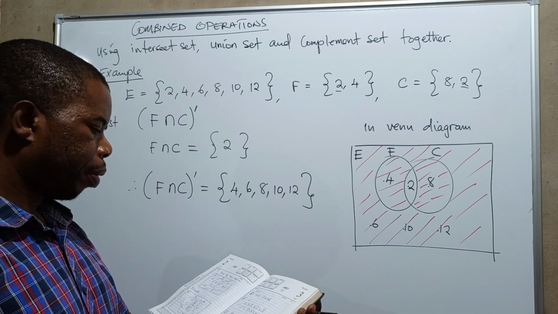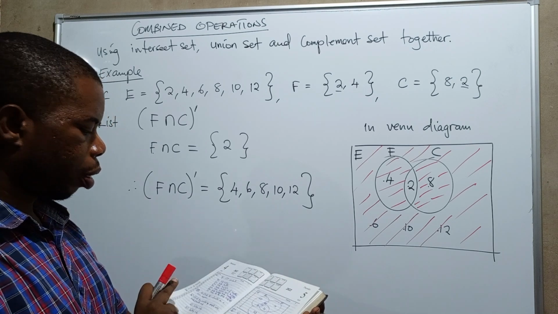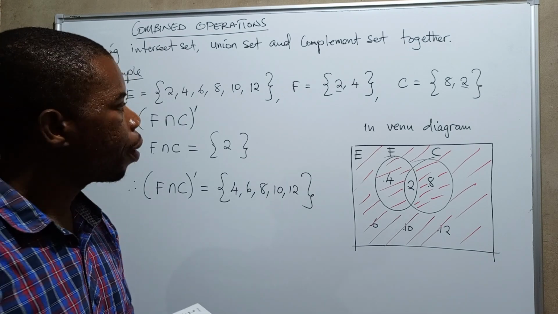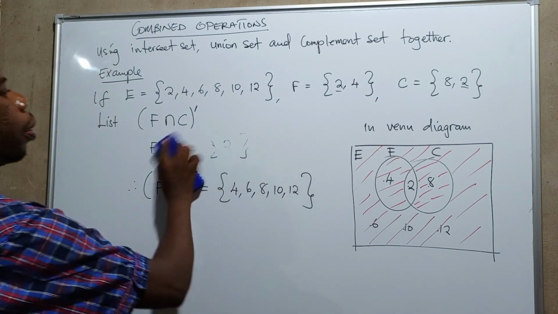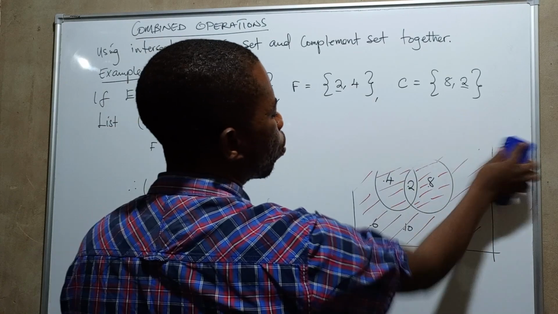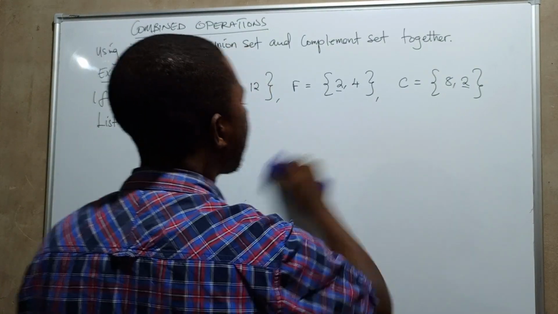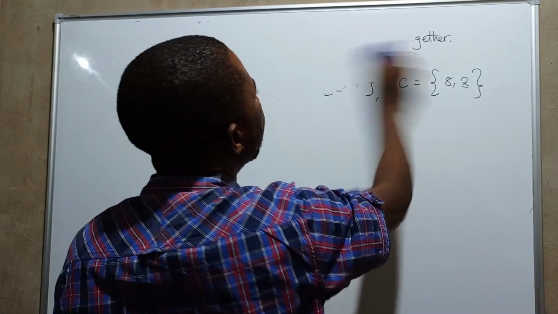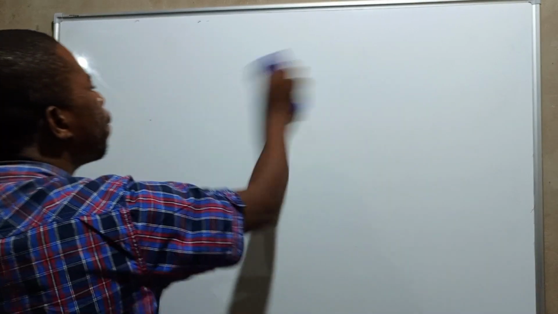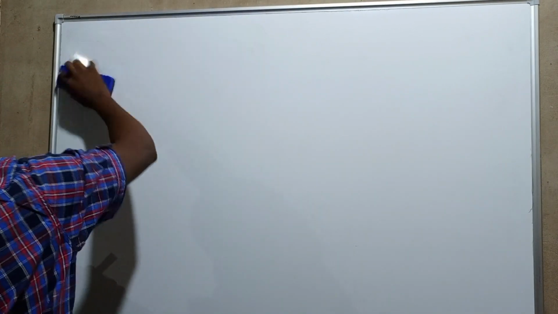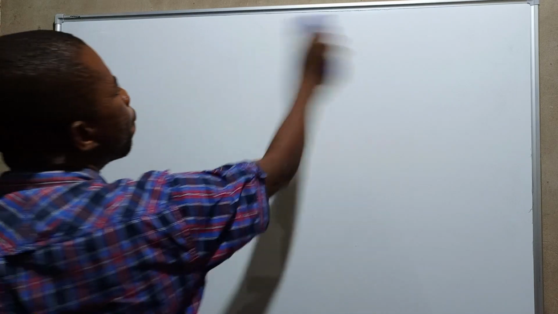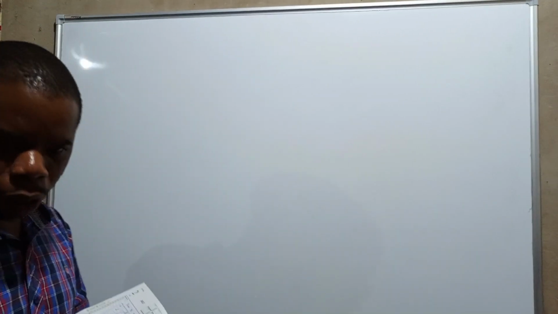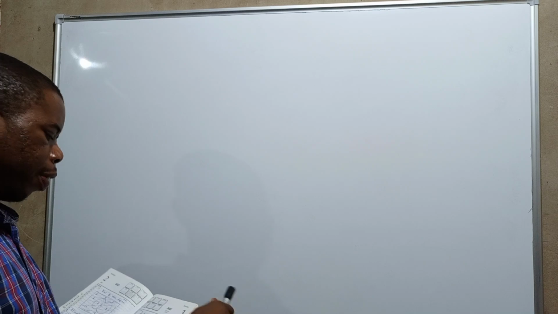Let's have another question. We are almost there. This is a very good lesson on sets. So let's do it again this way. So let's have another example.